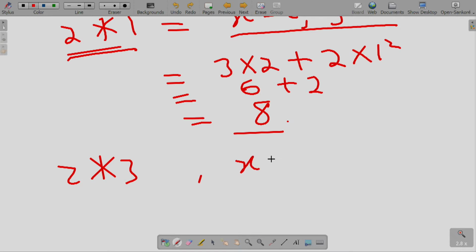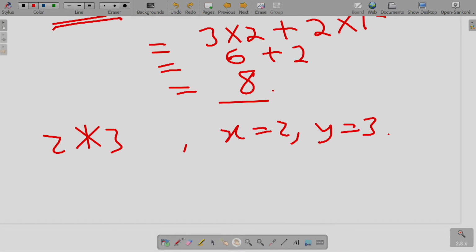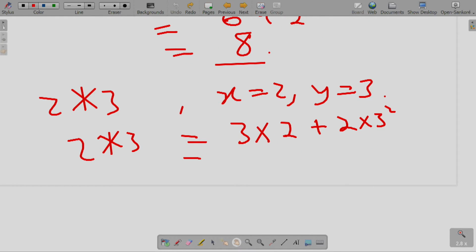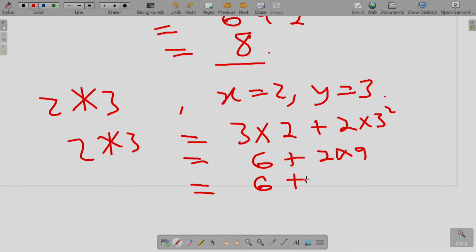And here also x is equal to 2, y is equal to 3. Now 2 star 3 is equal to 3 times x, x is equal to 2, plus 2 times y, y is equal to 3, squared. So this is equal to 6 plus 2 times 9. So this is equal to 6 plus 18, which is equal to 24.